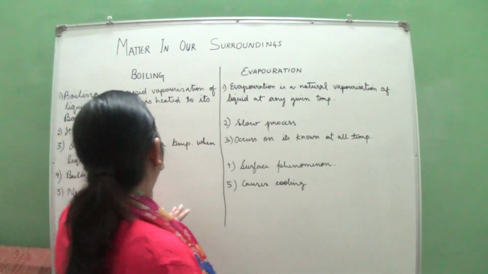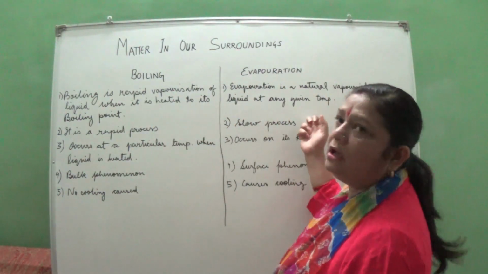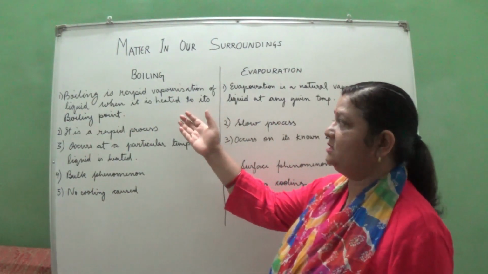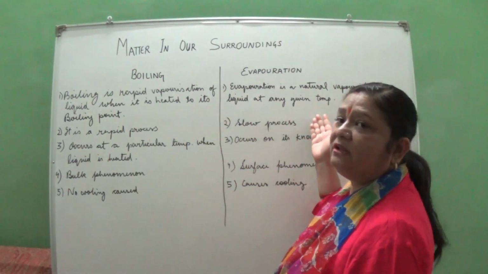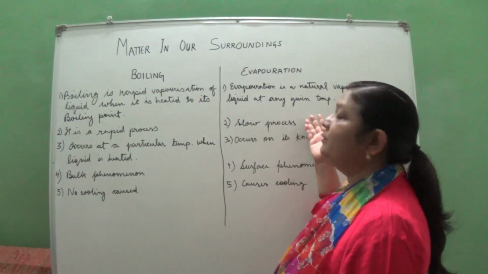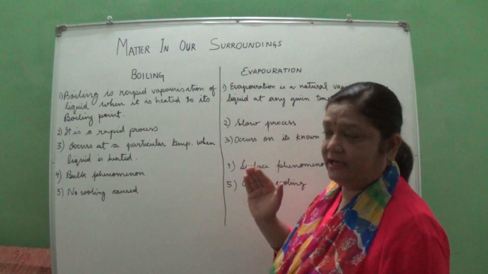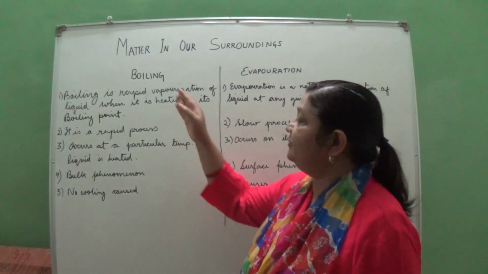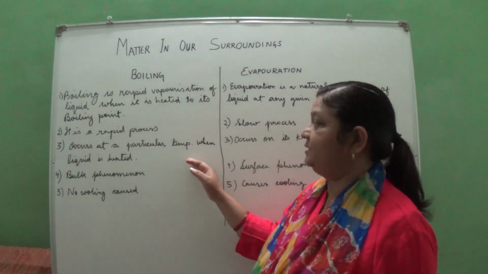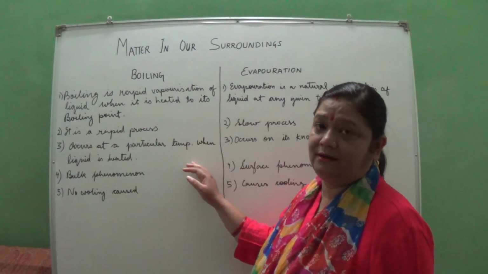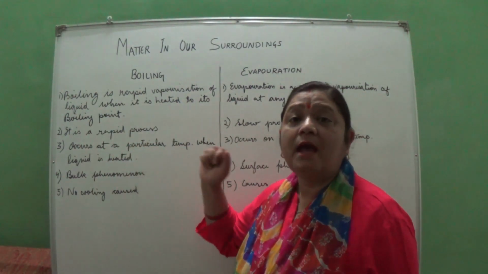Now, boiling, I said it is a rapid process. Yes, it is a rapid process, and evaporation is a slow process. Once boiling point is reached, it goes on faster. But what happens in evaporation? It goes on for a longer period of time, and thus the evaporation takes place. Now, if we are talking about boiling, for every liquid there are different boiling points. I said to you, water boils at 100 degrees Celsius. So it occurs at a particular temperature when the liquid is heated.